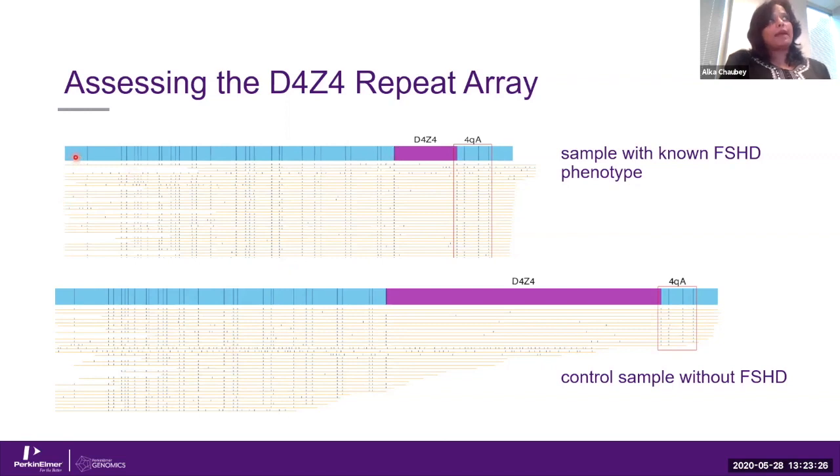Now let's look at the top panel. So this is a sample with known FSHD phenotype, and what you can see over here is that if they are aligned equally, we see a repeat contraction. And because of the size of these repeat contractions, plus or minus 1, we can accurately type the number of those repeats. And again, the labels for the A and the B polymorphisms are unique, so we can accurately type whether this is the A allele or the B allele for an accurate diagnosis.